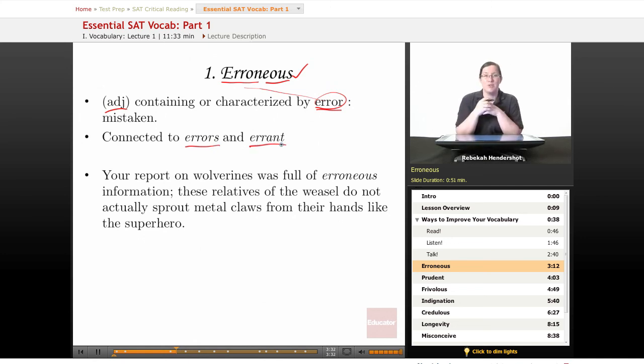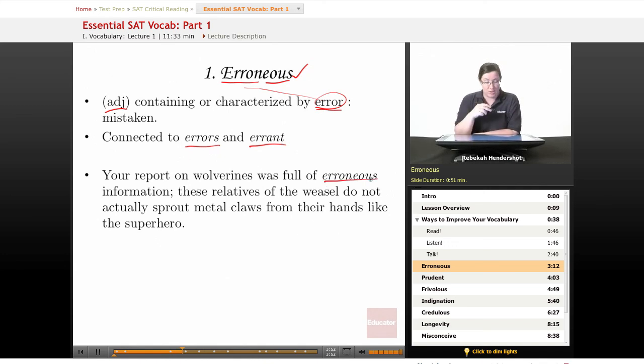If you read any King Arthur stories when you were a kid, you might have read about a knight errant, a knight who's going out and wandering around, solving people's problems and slaying dragons. Well, that's connected to error and erroneous, wandering, kind of getting off the right way to do things. Our example sentence for this word is, your report on wolverines was full of erroneous information.